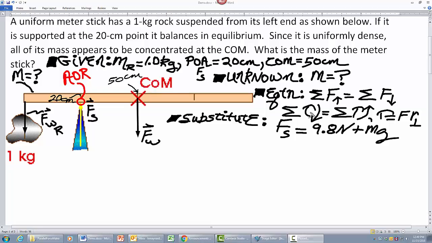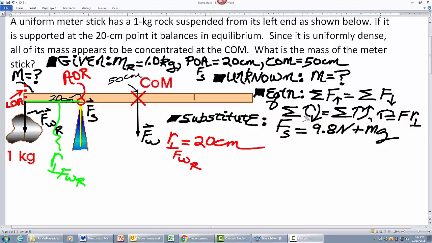The sum of the clockwise torques is the sum of the counterclockwise torques. Before we can proceed with this equation, we must pick an axis of rotation. Remember that you always pick the axis of rotation at the point of application of an unknown force, so that the unknown force magnitude does not appear in this equation. Since we do not know the supporting force, F sub S, let's put the axis of rotation at the point of application, POA, of the supporting force, or at the 20 centimeter mark.